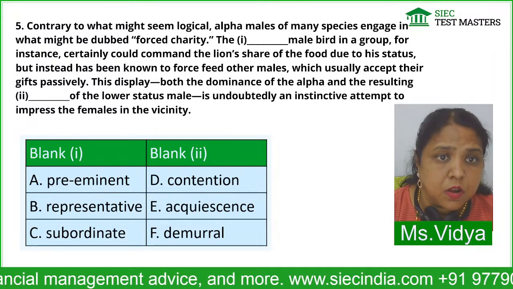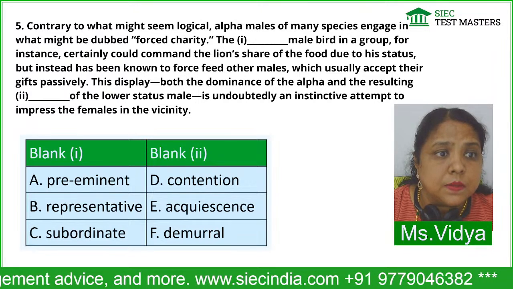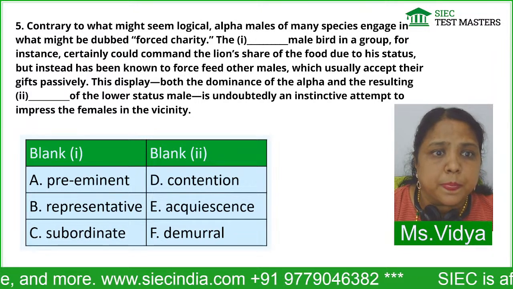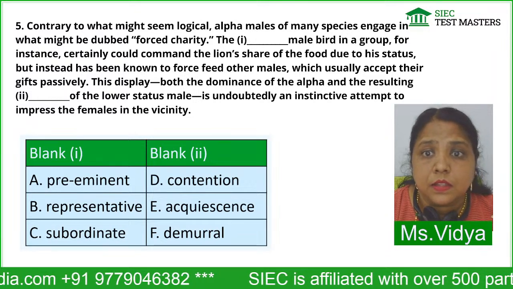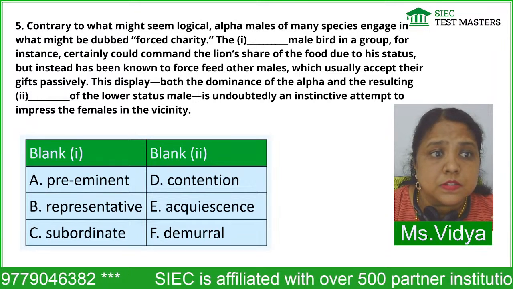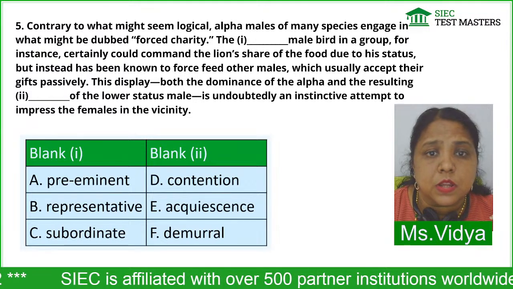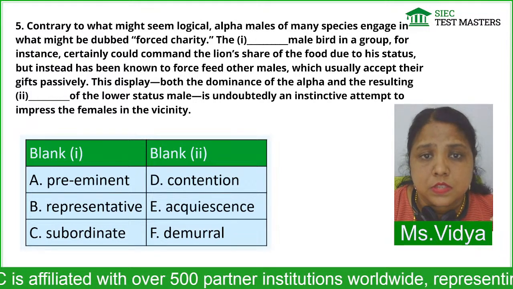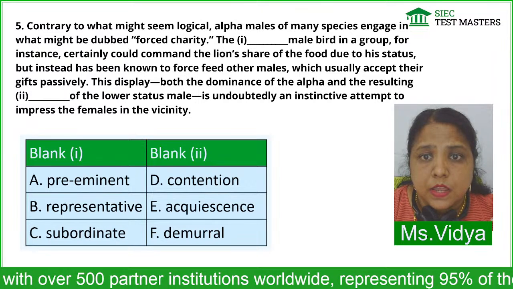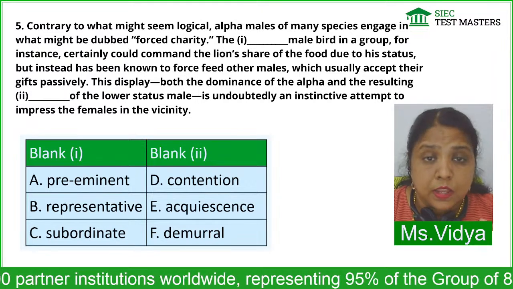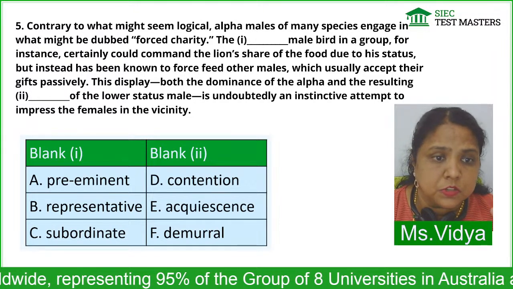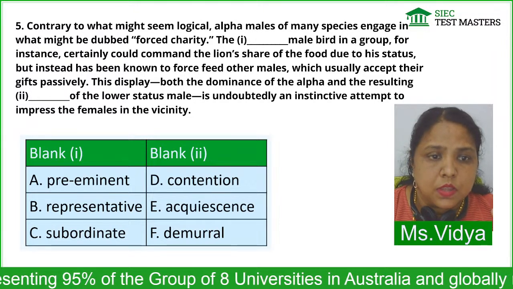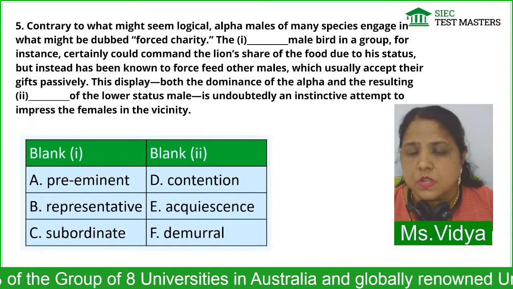Here, "but instead" is the signpost, which helps us fill in the second blank. And here, "for instance, certainly could command the lion's share" is the signpost for the dash male bird. Through that, I came to know that it should be dominant male bird, so which is preeminent. Okay. Next is sixth question.